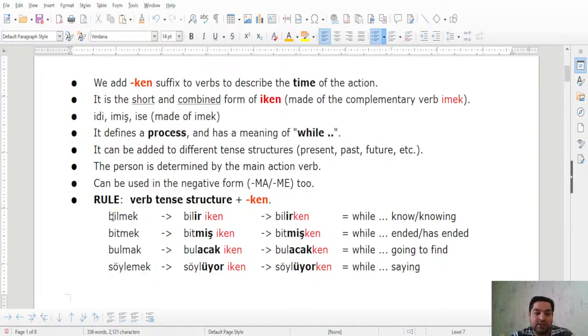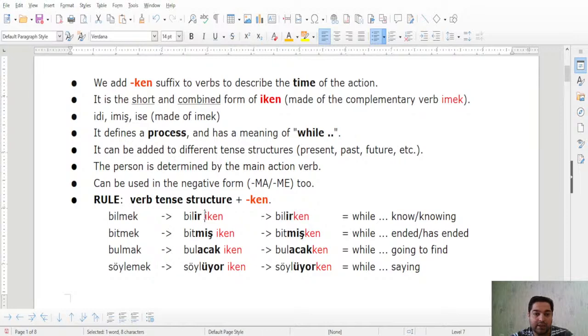If this is the present tense, right? The first line is the present tense. The present tense of bilmek is bilir, and you see it is right now, it is separate. So iken is a separate word, bilir iken is the official way of it, or the formal structure of this. And when we combine, we make it bilirken.